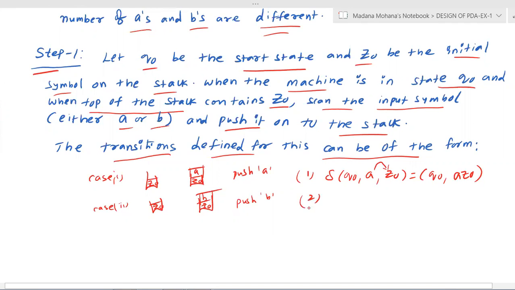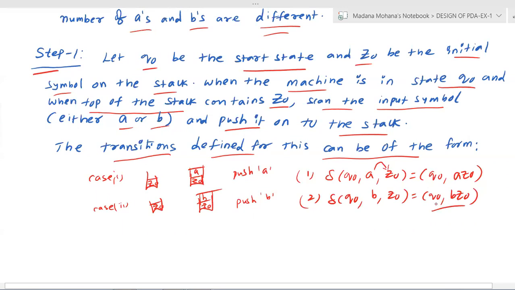Similarly, for case 2, we are at the same state Q naught. Now input is B here. If input is B, then the stack contains only the initial symbol Z naught. Then without changing state, you have to push B onto the stack.